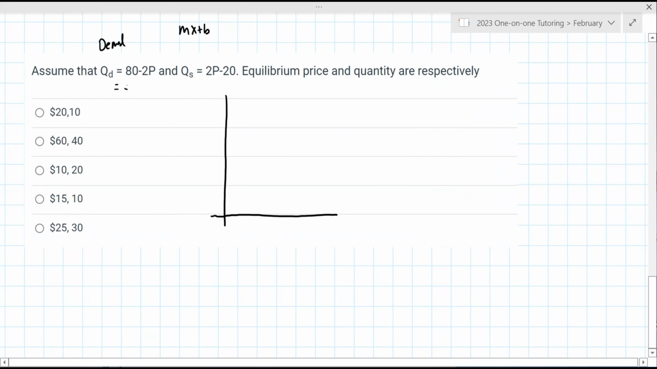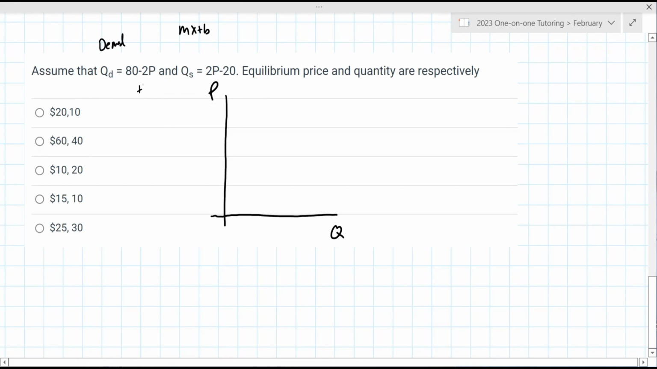It's in reverse. If you change it to minus 2p plus 80, you get it in more of the form you want. But, and this is why this is so frustrating for me, this quantity one seems confusing. Quantity is really the x variable, so you really actually need to solve these for p.